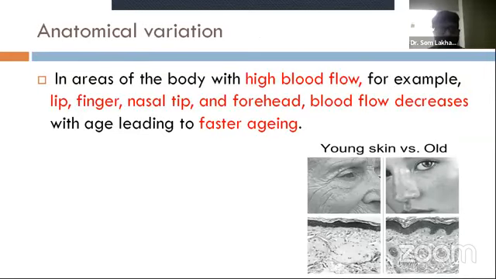The second factor behind intrinsic aging is anatomical variation. It is hypothesized that areas with high blood flow, for example the lips, the fingers, the nasal tip and the forehead, have more blood supply. And the blood supply also reduces drastically with age. So these tend to age faster as compared to other parts of the body.